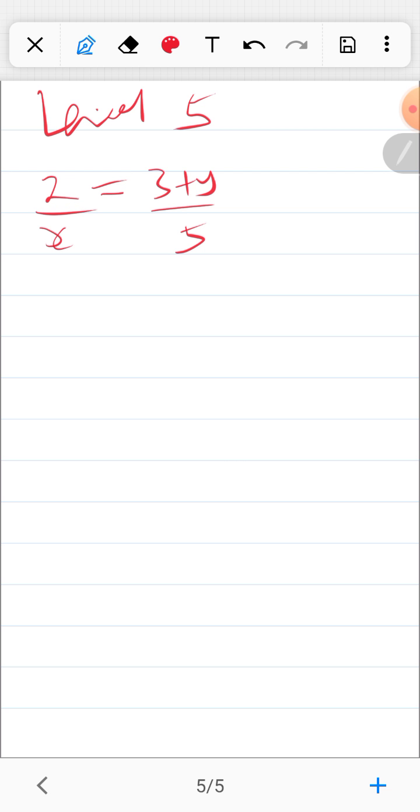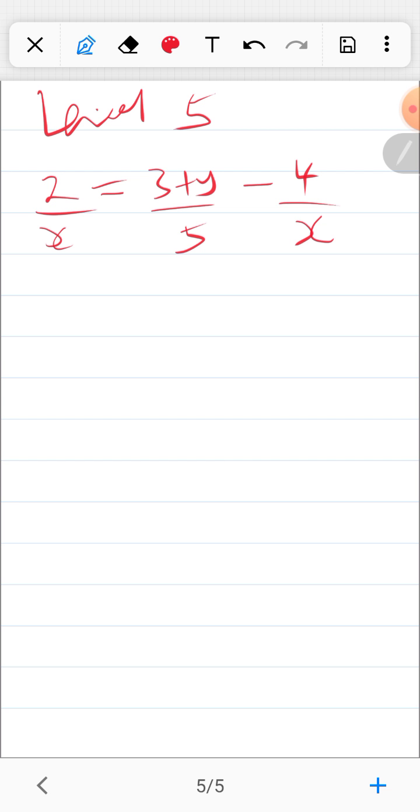And finally, level 5, which gets even much more fun. I will do the last question. Last question says, level 5, if 2 out of x is equal to 3 plus y out of 5 minus 4 out of x, find the value of x. What? How am I supposed to find x?